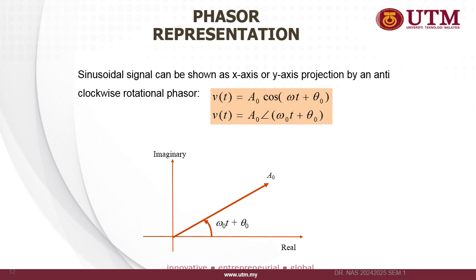This is the first representation of the trigonometric equation, in which we have the imaginary and real parts. The direction of the angle is anti-clockwise for a positive phase value, while if you have a negative phase, the line will be pointing downwards.